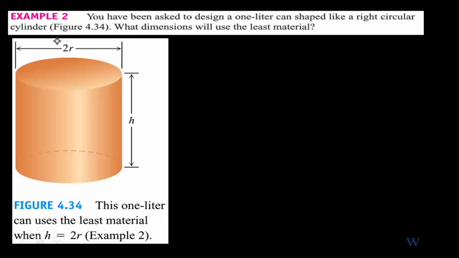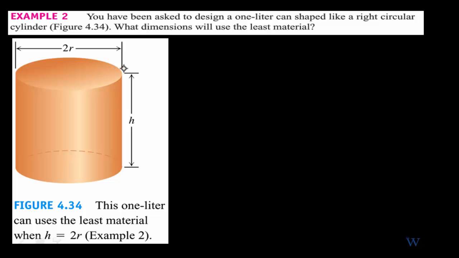You have been asked to design a 1-liter can shaped like a right circular cylinder. Right, so this is how it looks. So what dimensions will use the least material? When you say least material, that means how much material you're going to use to create the can. Alright, so suppose this is h and the diameter is twice the radius, of course.